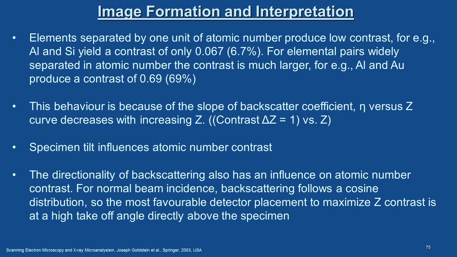We talked about how the specimen is being loaded and so on, and also the directionality of the backscattering has an influence on atomic number contrast. For a normal beam incidence, backscattering follows a cosine distribution. So, the most favorable detector placement to maximize Z contrast is at a high takeoff angle directly above the specimen. If you recall when we looked at the instrumentation in the laboratory, I clearly showed exactly how this BSE detector is placed. It is placed just above the specimen, fixed just below the pole piece.